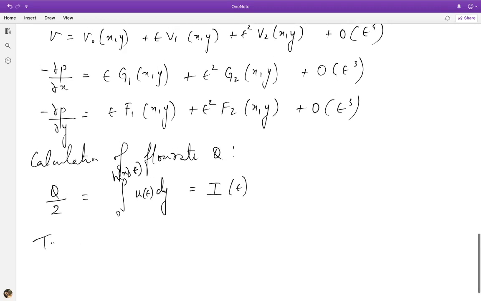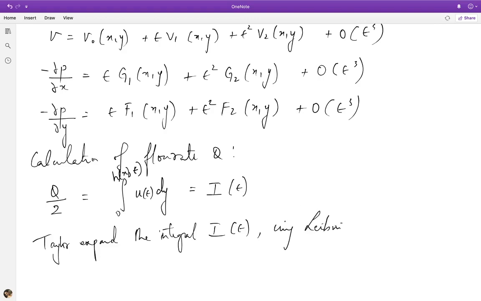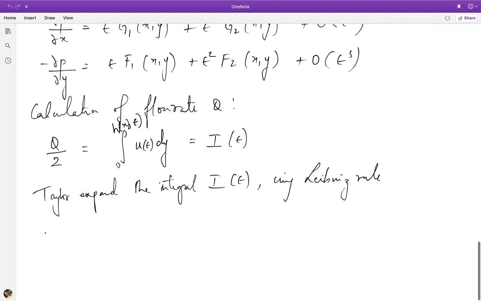So let's Taylor expand the integral I of epsilon, which is basically q by 2. But we need to be careful now that when we apply the Taylor series, we'll have to take derivatives with respect to epsilon. But to do that, we'd have to use the Leibniz rule, which is what allows us to take a derivative from outside the integral into the integral, because ultimately we will want to take derivatives of u with respect to epsilon and then use our power series solution. Okay, so let's take it step by step.